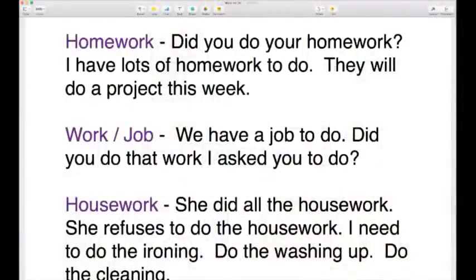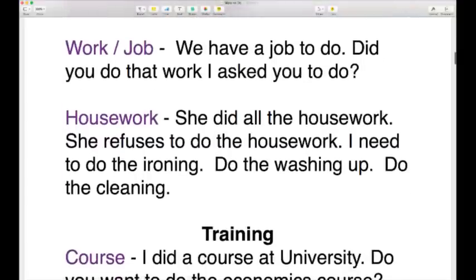Okay, let's carry on. So we could also say, they will do a project this week. So we're not just using these words like homework and business. We could also use any words around work. So at school, you might be given a project to do. At work, you might be given a project to do. So you'd say, I need to do my project. They will do a project. Did you do your project this week?